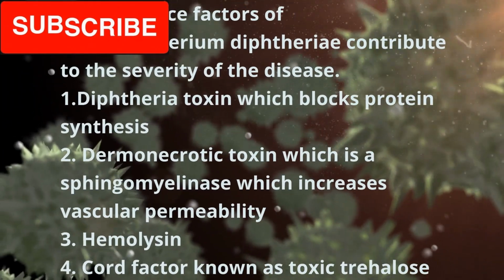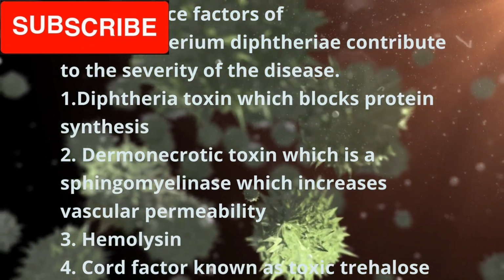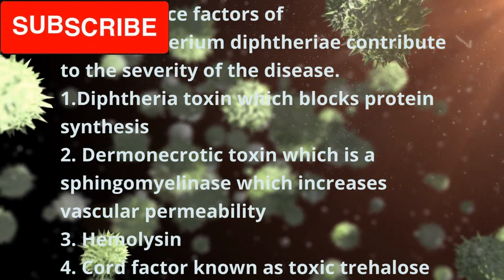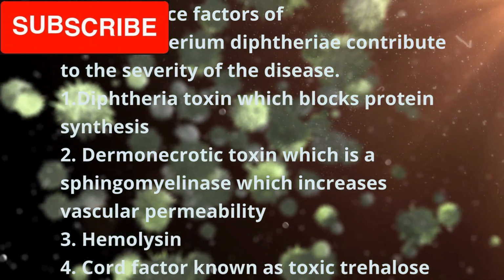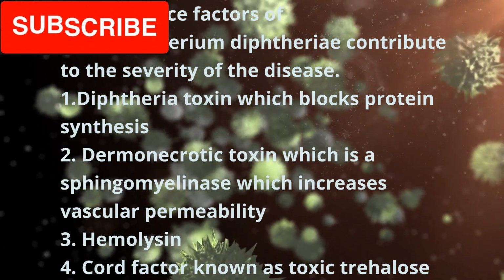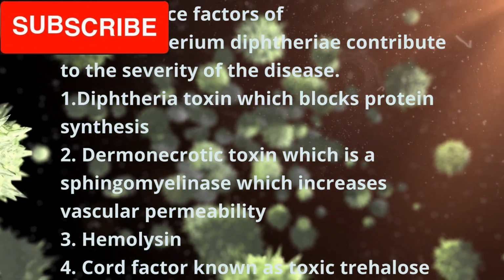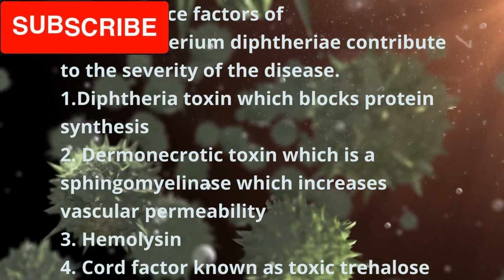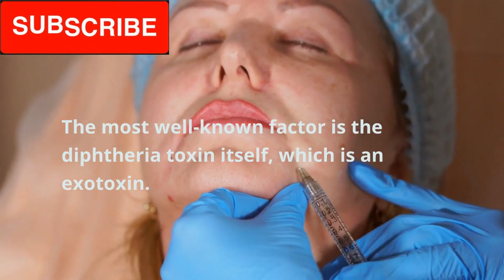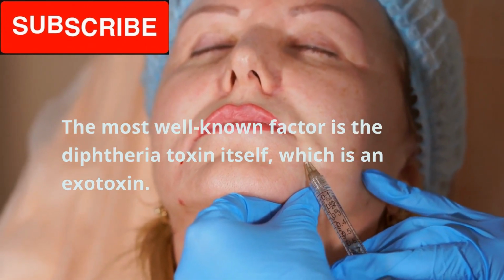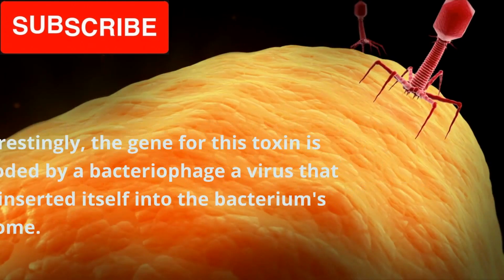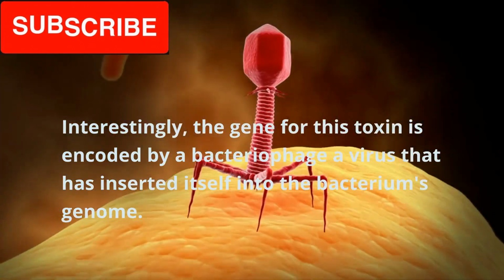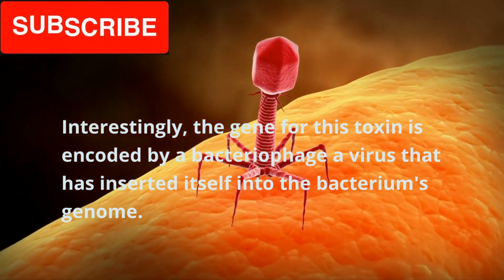The virulence factors of Corynebacterium diphtheriae contribute to the severity of the disease. 1. Diphtheria toxin, which blocks protein synthesis. 2. Dermonecrotic toxin, which is a sphingomyelinase which increases vascular permeability. 3. Hemolysin. 4. Cord factor, known as toxic trehalose. The most well-known factor is the diphtheria toxin itself, which is an exotoxin. Interestingly, the gene for this toxin is encoded by a bacteriophage, a virus that has inserted itself into the bacterium's genome.